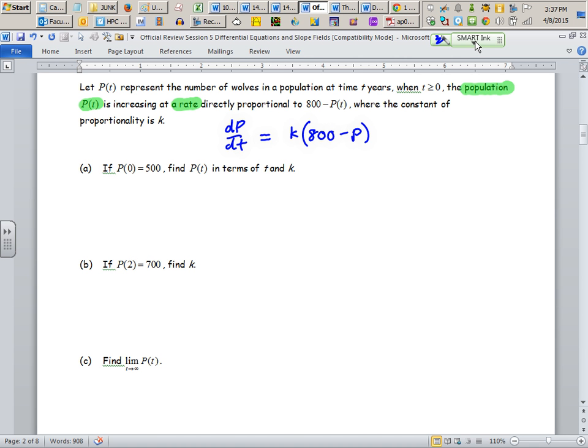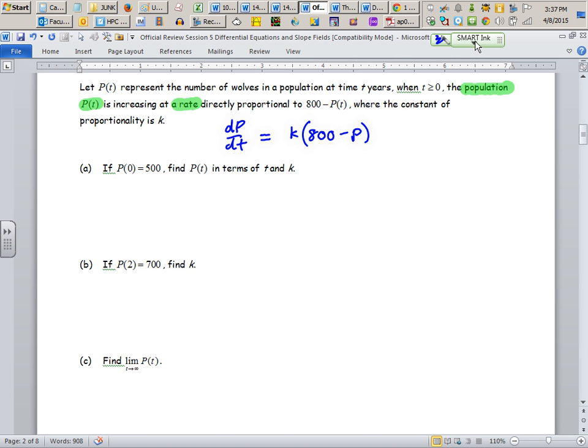Now, it says P of 0 is 500. That sounds like an initial condition. Well, you don't use an initial condition until you have a general solution. This doesn't get used until we isolate P. So what we need to do is do separation of variables. We need to move the dt to the right. We need to move the 800 minus P to the bottom.